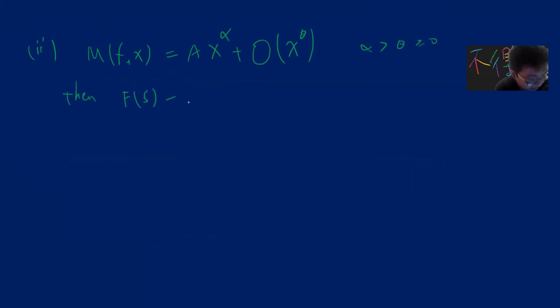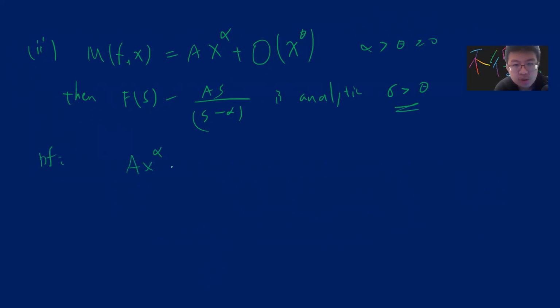The second one is this: let's say your M_f(x) is a x^alpha plus big O of x^theta, where alpha should be greater than theta and greater than or equal to 0. Then (F(s) minus a s divided by s minus alpha) is analytic when sigma is greater than theta. The proof is also just a simple calculation. You can write this, and let's say big O of x^theta, and do the integration.